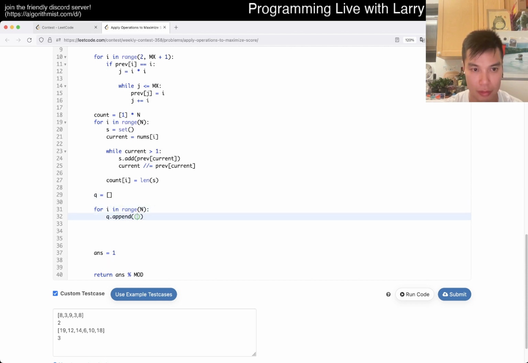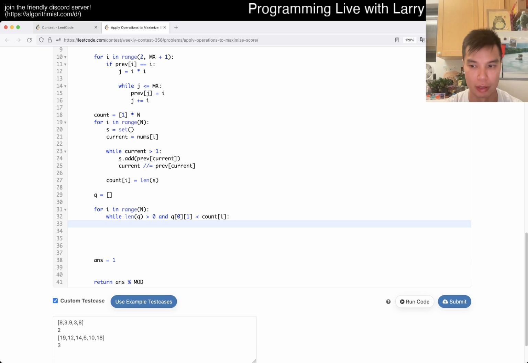have a... So while it is less than I, no, counts of I, because if they're equal we stop. So then here we stop, right?